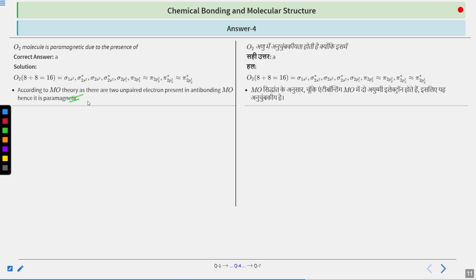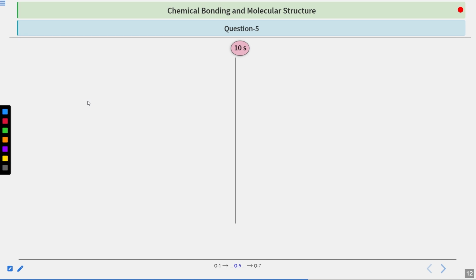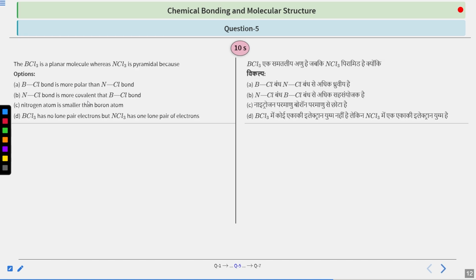Moving on to the next question. Question number 5. BCl3 is a planar molecule while NCl3 is a pyramidal shape. Why? Options are A, BCl bond is more polar than NCl bond. Option B, NCl bond is more covalent than BCl bond. Option C, nitrogen atom is smaller than boron atom. And option D, BCl3 has no lone pair of electrons, but NCl3 has one lone pair of electrons. So you have 10 seconds to solve this question. Your time starts now.